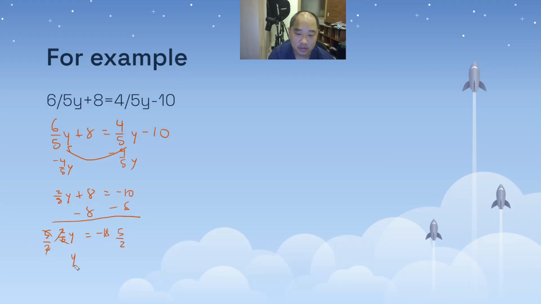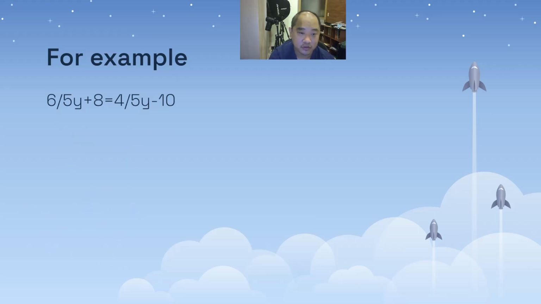These cross out. This side only has a y. And then this we can reduce first, right? So that would be 1. This would be 9, negative 9. Negative 9 times 5 is negative 45. That's our example. Your turn.